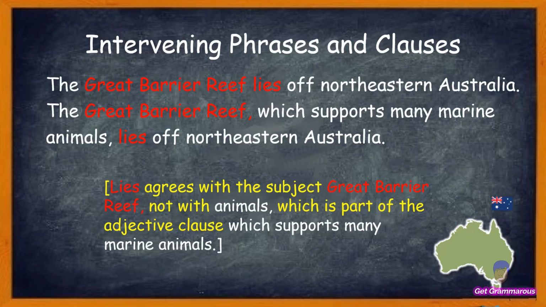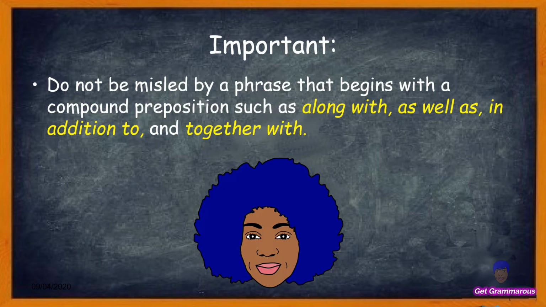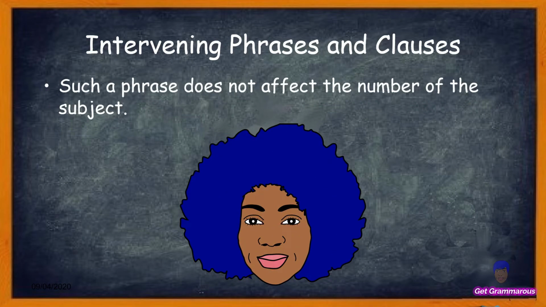Lies agrees with the subject Great Barrier Reef, not with animals, which is part of the adjective clause which supports many marine animals. Do not be misled by a phrase that begins with a compound preposition such as along with, as well as, in addition to, and together with. Such a phrase does not affect the number of the subject.